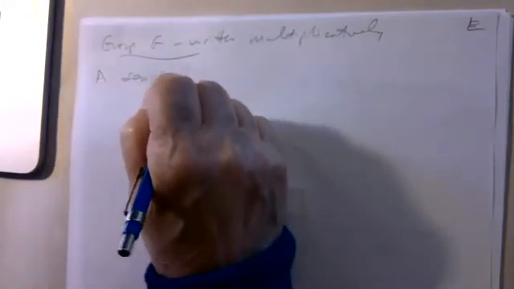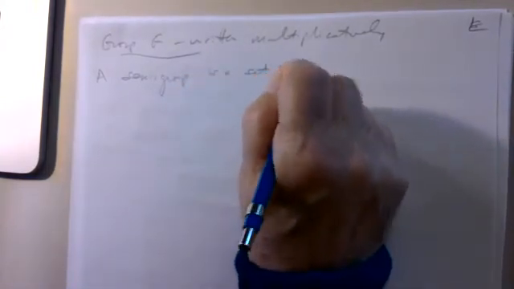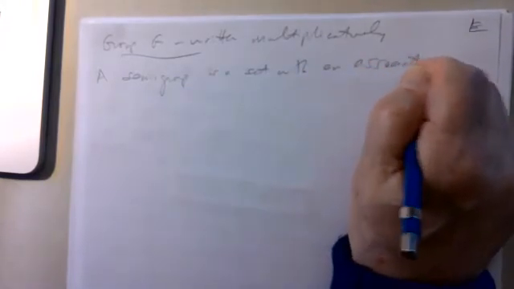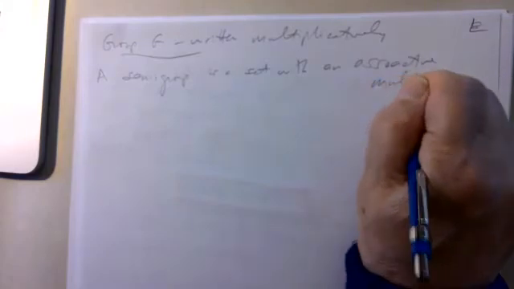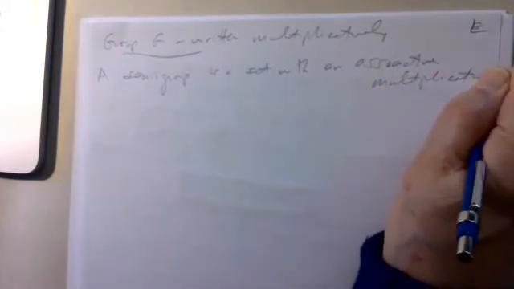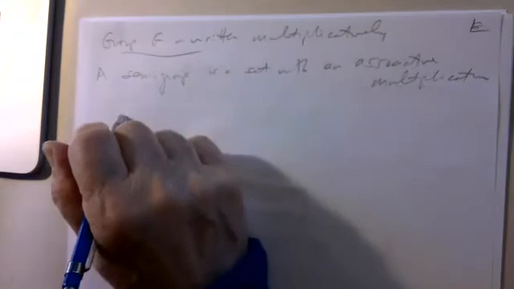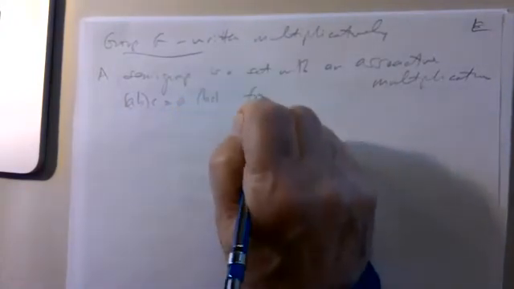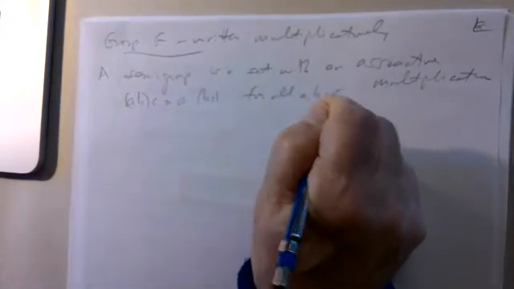So let's recall, first of all, we have some words. A semigroup is a set with an associative multiplication. So there's some binary operation with the property that AB times C is A times BC for all A, B, and C in the semigroup G.